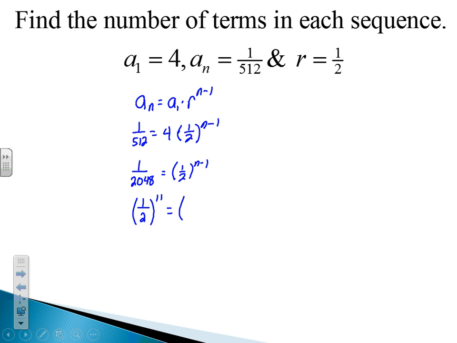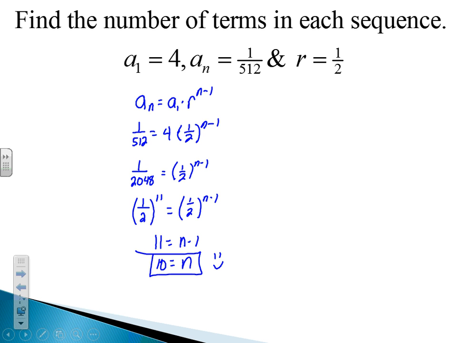So now I have 1 over 2 to the n minus 1 power. Now that the bases are the same, we can just set the exponents equal to each other and say 11 is equal to n minus 1, and say that the number of terms in this case is just 10. So that one, not so bad. Getting a common base and seeing what it works out to be.